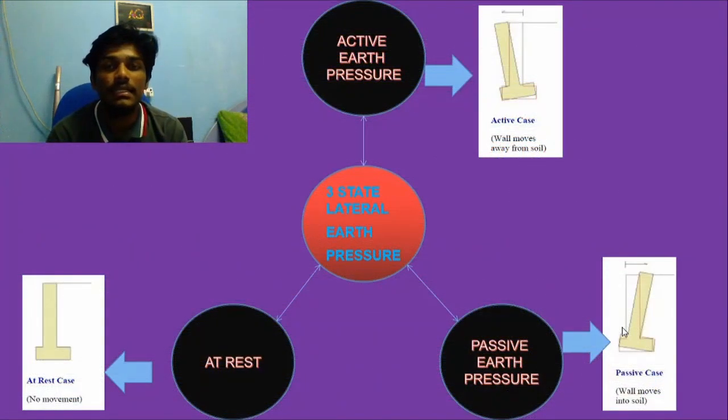So these are the three states of lateral earth pressure. The first one is active earth pressure. For the active case, the wall moves away from the soil. The wall moves from the straight position and goes back. That is the active case. And the second one is passive earth pressure. That is the passive case. The wall moves into the soil, that is from the straight position it goes forward. That is the passive earth pressure. And the last one is at rest. The at rest case is no movement. There is a straight wall, no movement back or forward.